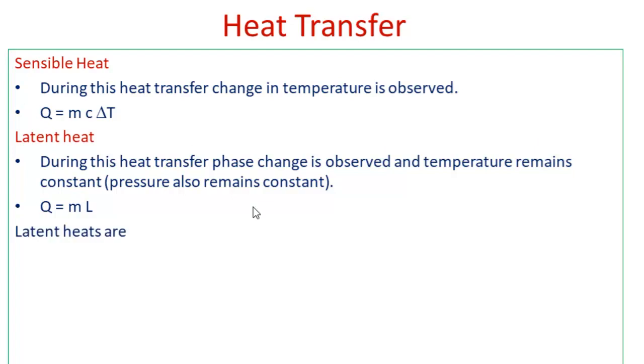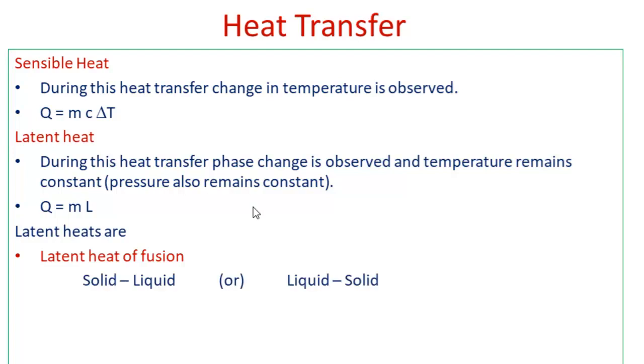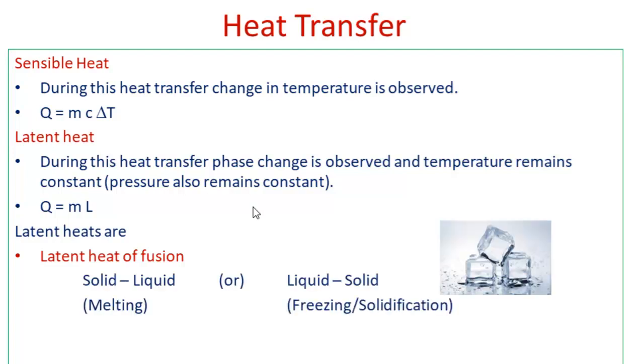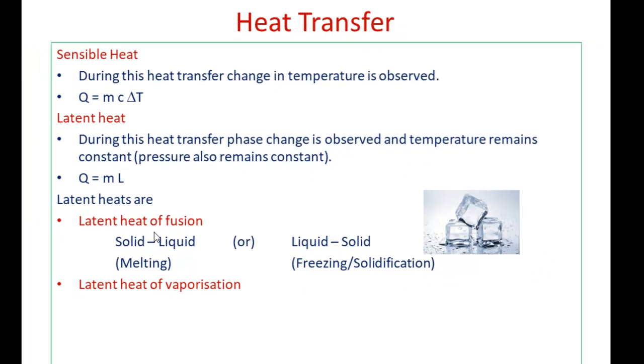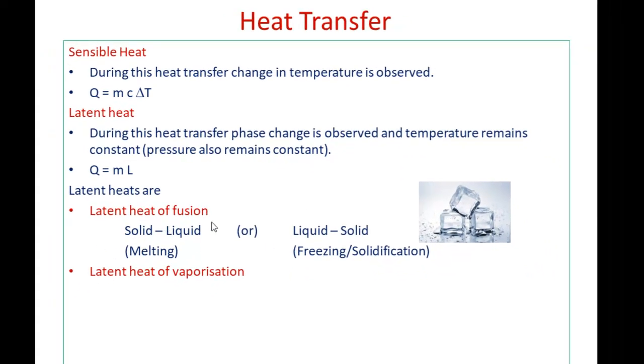And for this latent heat, three different latent heats are available. One we call the latent heat of fusion, the other we call the latent heat of vaporization, and the third one is the latent heat of sublimation. In the case of latent heat of fusion, this is a change of state from solid to liquid. When a solid changes its phase to liquid, that process we call melting. Right?